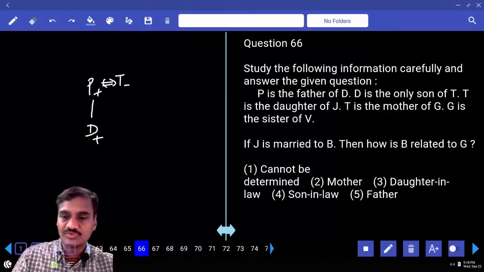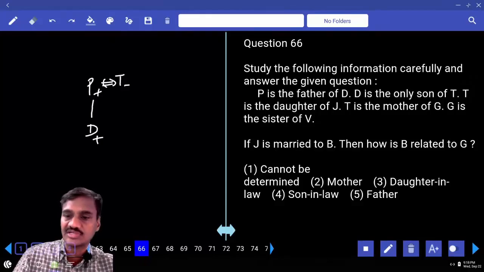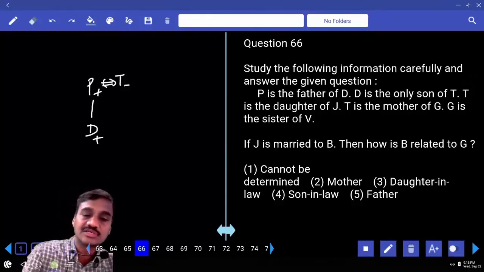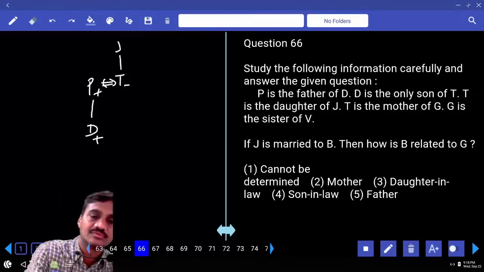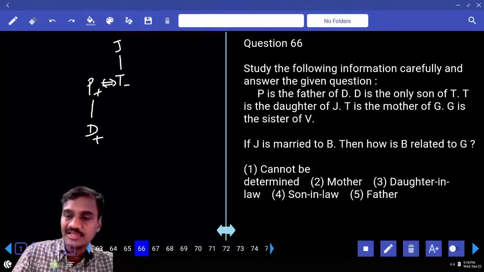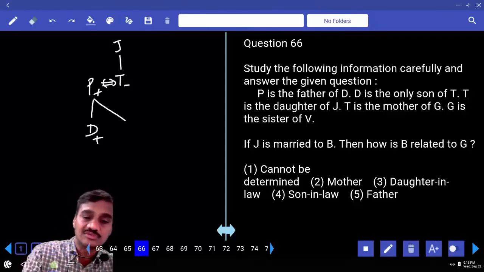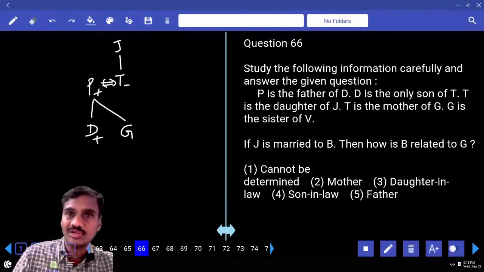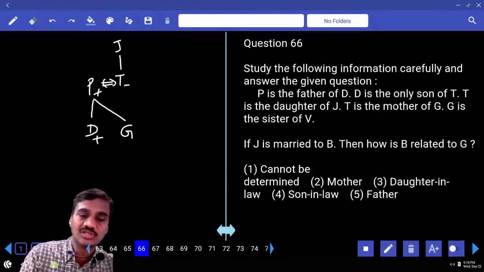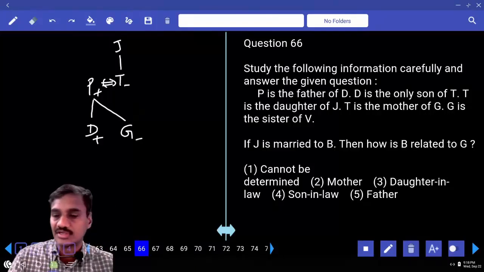And next one, P is the father of D, D is the only son of T, T is the daughter of J. T is the daughter of whom? T is the daughter of J, and T is the mother of G. Now T is the mother of G as well. As of now, T is the mother of D, T is the mother of G, D and G are siblings, out of which D is the only son, hence G must be the daughter.